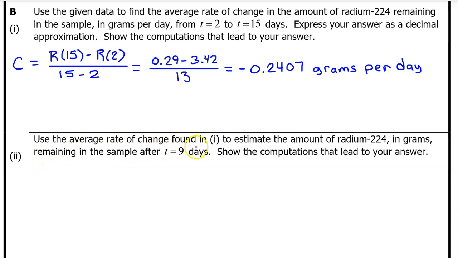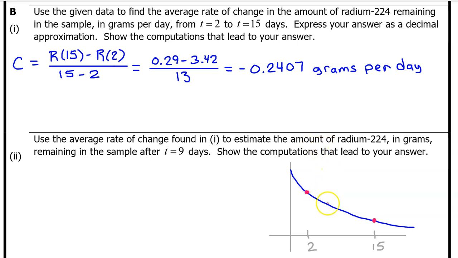B. Part 2. Use the average rate of change found in Part 1 to estimate the amount of radium-224 in grams remaining in the sample after t equals 9 days. Show the computations that lead to your answer. When they ask you to use the average rate of change to estimate a value, they are indirectly asking you to find the equation of a secant line.